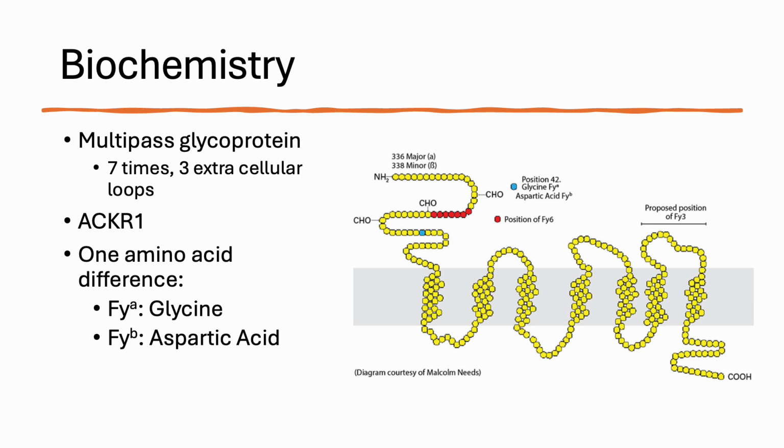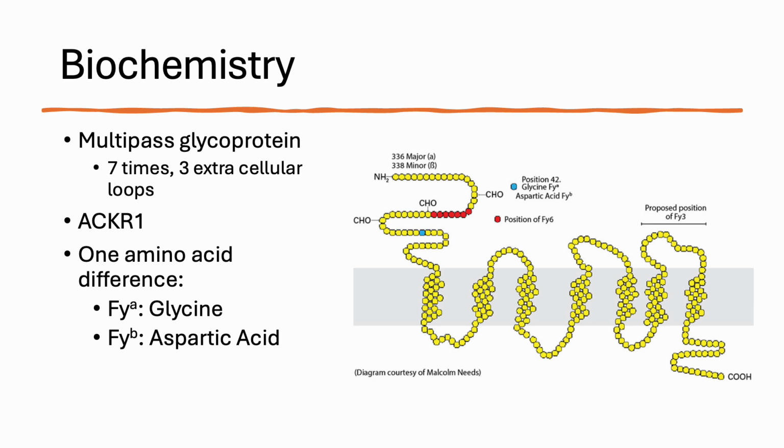So some biochemistry on the Duffy antigen. The antigen is a multipass glycoprotein that spans the red cell membrane 7 times. Similar to Rh that we discussed the other day that spanned it 12 times. So in addition to the transmembrane regions, it has 3 extracellular loops, which are important for its interaction with those chemokines and those pathogens like the Plasmodium.